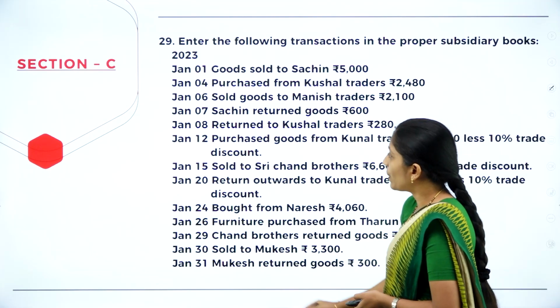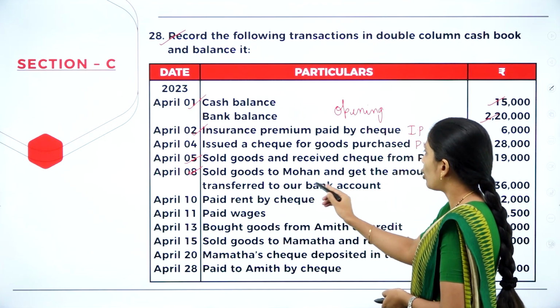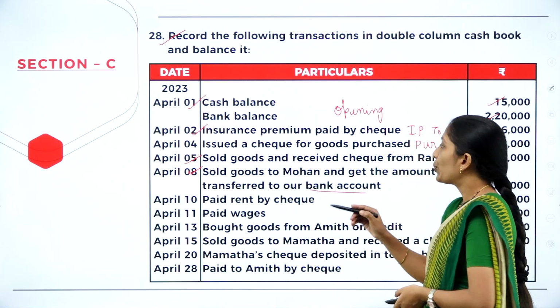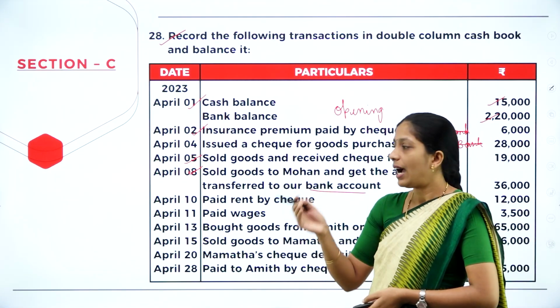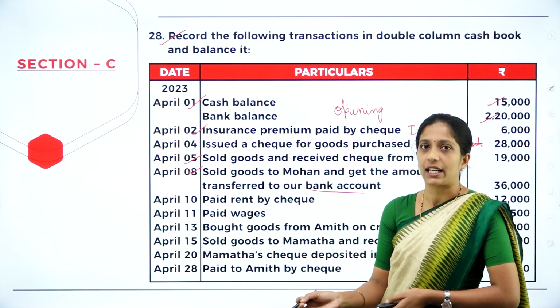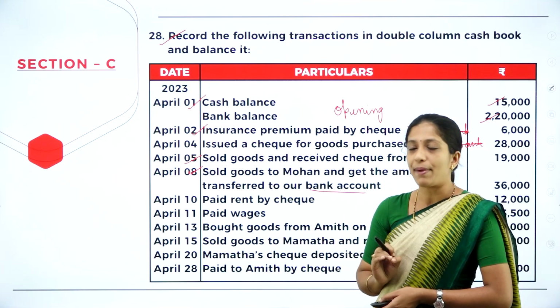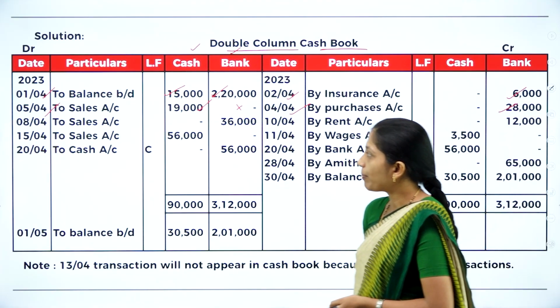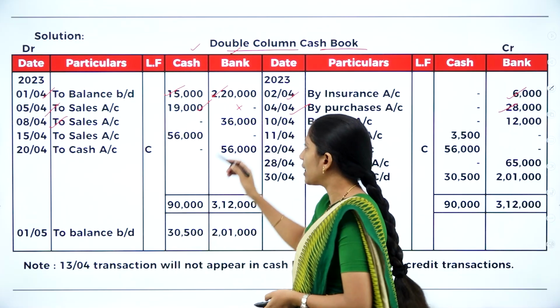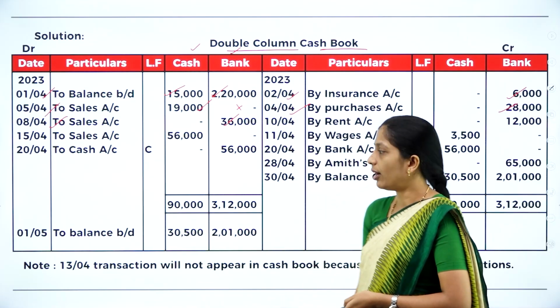Now coming to the next one, April 8th, sold goods to Mohan and the amount was transferred to the bank account. Now we have sold goods to Mohan and received a cheque, and that has been transferred to the bank account. Now you have to write the amount in the bank column. So how do you write? April 8th To Sales Account. Since it has been transferred to the bank account, write the amount in the bank column.